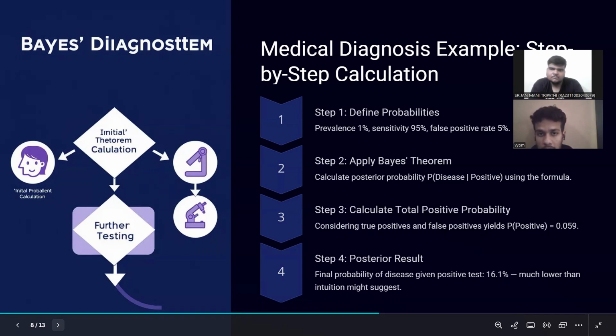And then the final step of this process is to find the posterior result. Final probability of disease given positive test is 16.1%, as observed in the Bayes theorem. All the examples we have for the Bayes theorem are much lower than intuition might suggest. Next, we are moving on to the next slide.